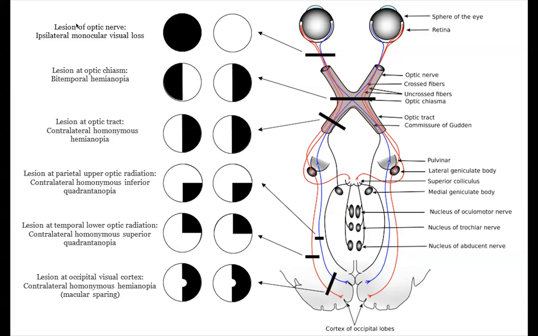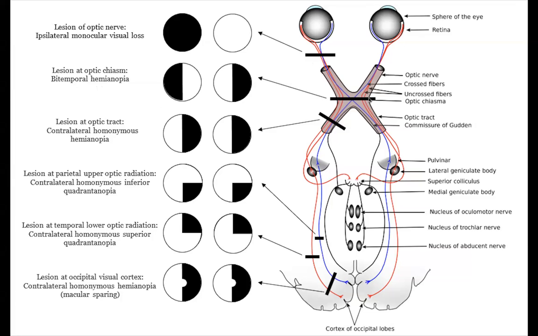This is completely blind. So the common cause is a lesion of the optic nerve, that is ipsilateral monocular visual loss, like this. There will be a lesion in both. These are the nasal fibers. The blue here is represented as nasal fibers, the red here as the temporal fibers. So when there is a lesion here, you will have complete blindness. Then a lesion at the optic chiasm, that is bitemporal hemianopia.